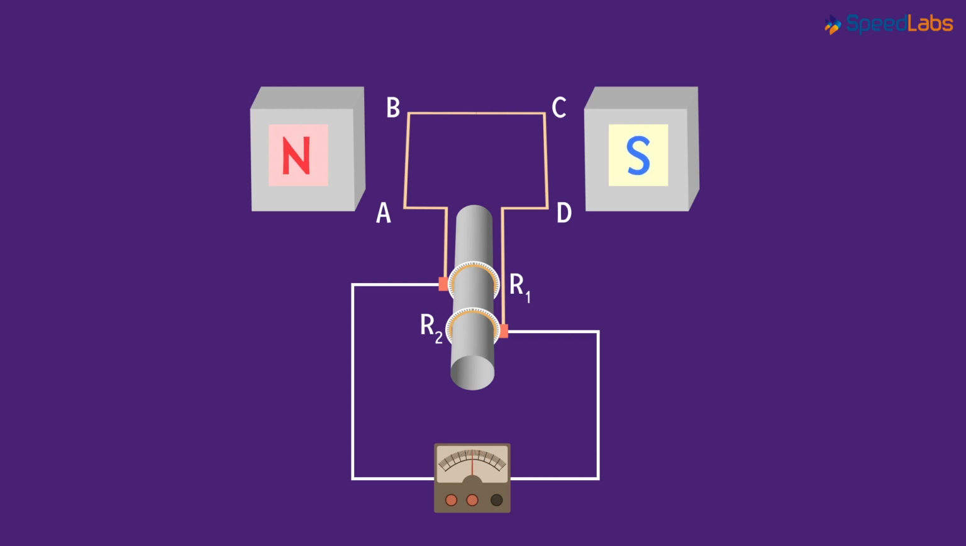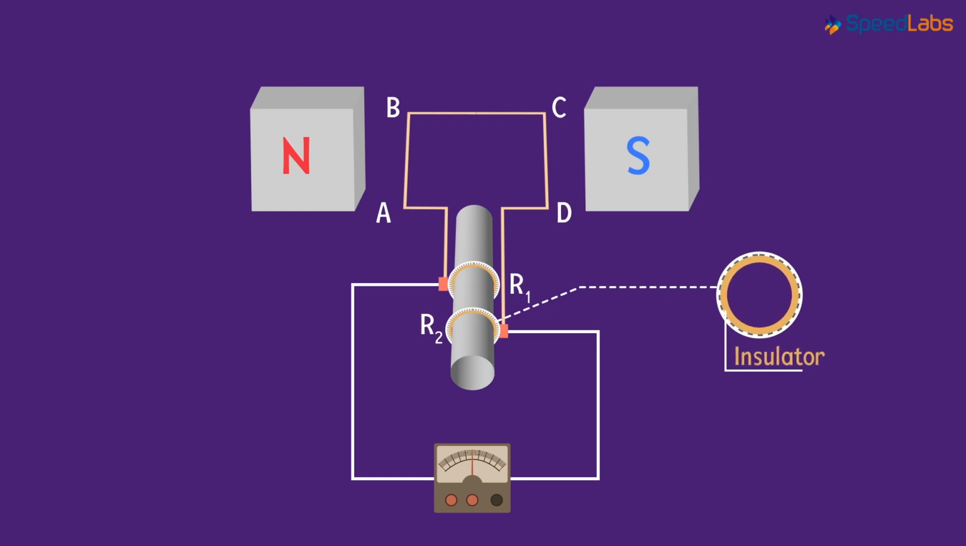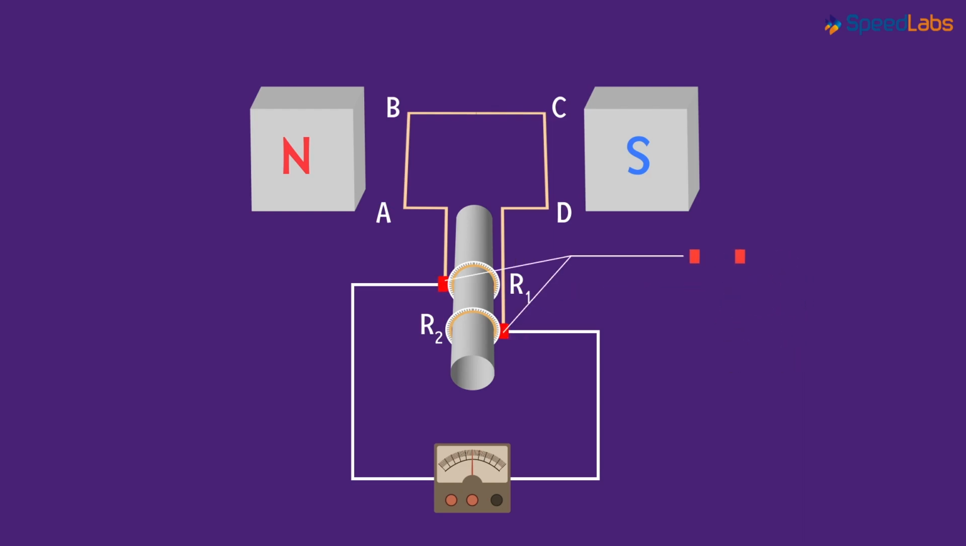These are the two poles of a permanent magnet, and what we see here between them is a rectangular coil ABCD. One end of the coil is connected to the ring R1 and the other end to the ring R2. Now the inner sides of the ring are completely insulated. These two things we see here are stationary brushes which conduct electricity. Let's call them B1 and B2.